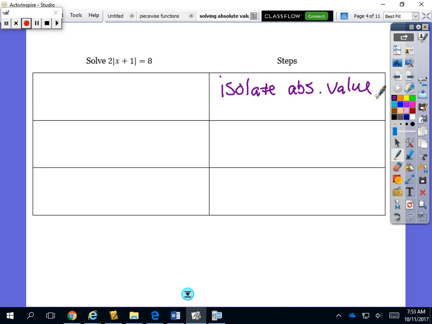Okay, isolate the absolute value. So you need to look at it. What is going on here? I have 2 times the absolute value of x plus 1. So to undo multiplication, I use division. So I'm going to divide both sides by 2.